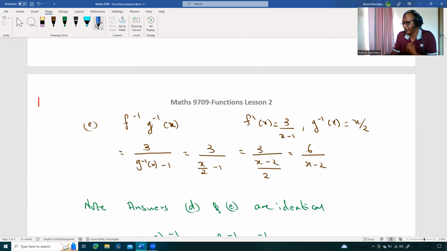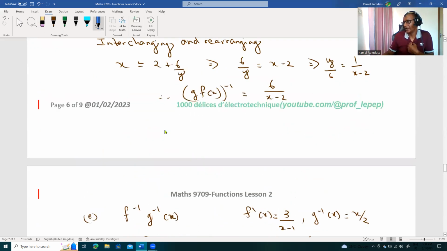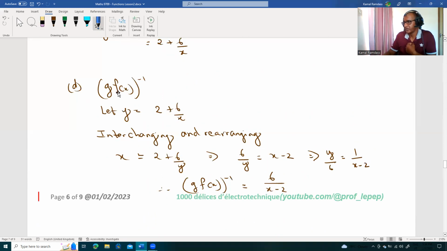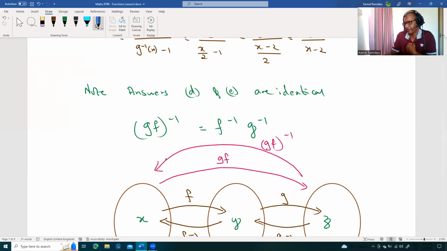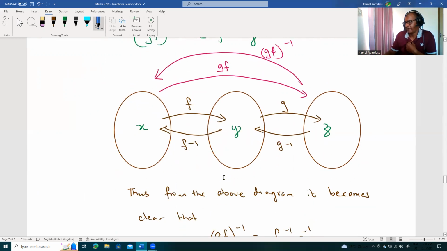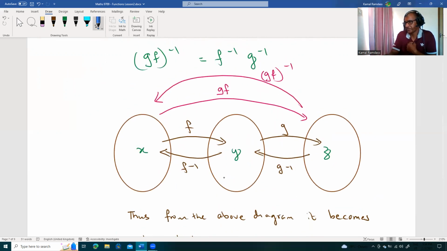Again 3 over X minus 2 over 2. 6, that means it goes up there. It means 6 over X minus 2. And here we note that answers D and E are identical. That means in this case we can say that the inverse of G of F is equal to F inverse of G inverse. OK? And here we can understand this.